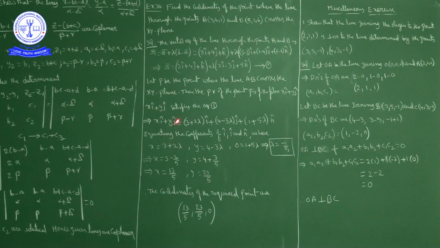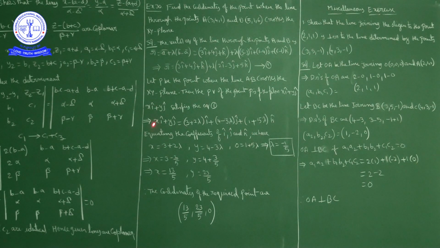So x i cap plus y j cap is equal to, now I will write this in point form, what we can write: (3 plus 2 lambda) i cap plus (4 minus 3 lambda) j cap plus (1 plus 5 lambda) k cap. Now these two vectors are equal. What does it mean? Corresponding i components equal, j components equal and k components equal. Okay, equating the coefficients of i, j, k on both sides.